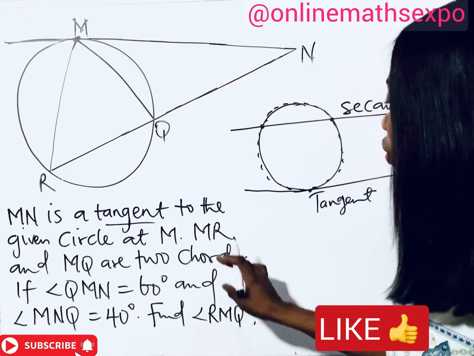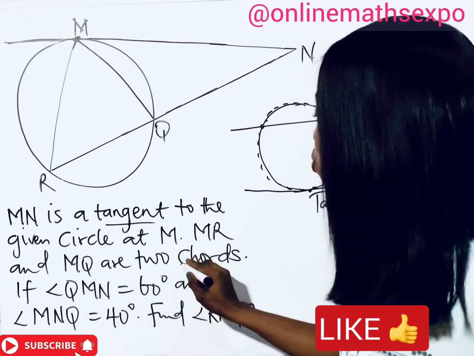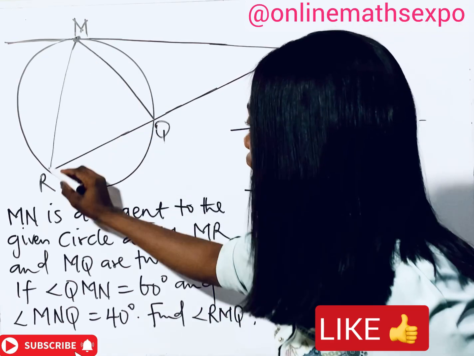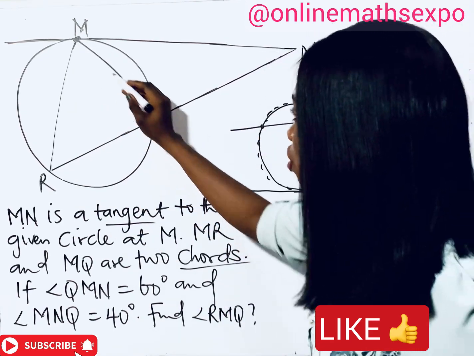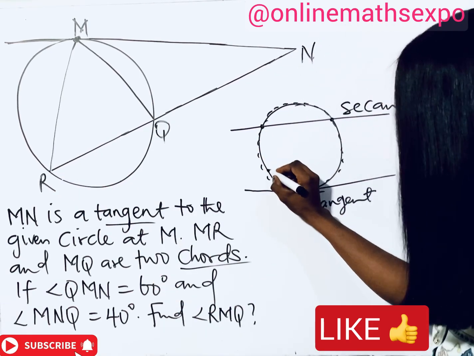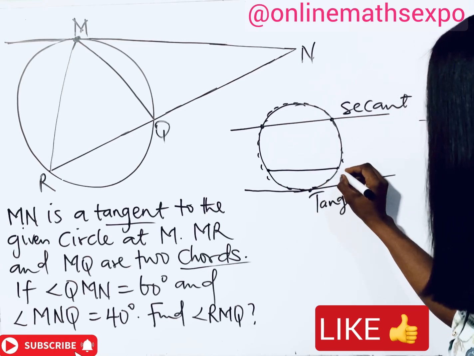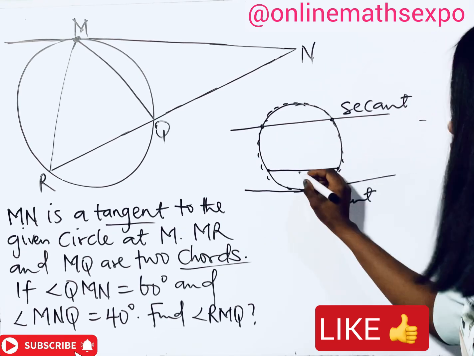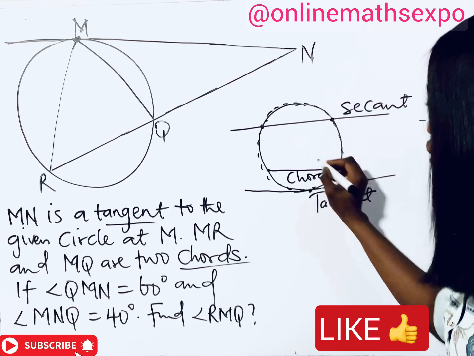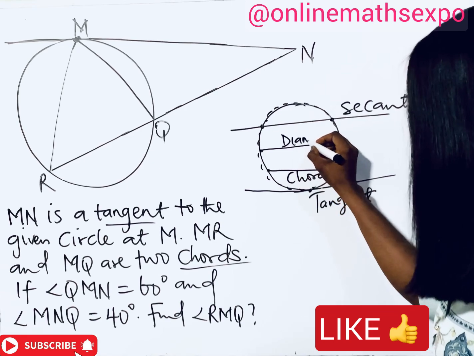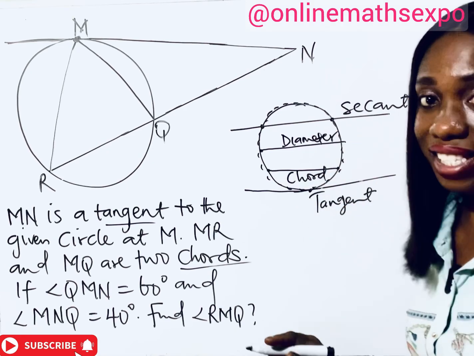Now, we are also told MR and MQ are two chords. What do we mean by chords? This is MR and this is MQ. You see these lines. When you talk about a chord, you have a straight line that runs from one part of the circumference to the other. It will not pass through the center. We call this one a chord. When it passes through the center like this, we call it a diameter. I hope these explanations are clear.